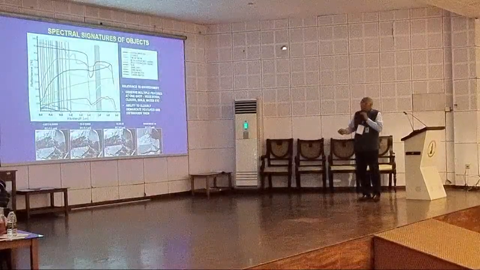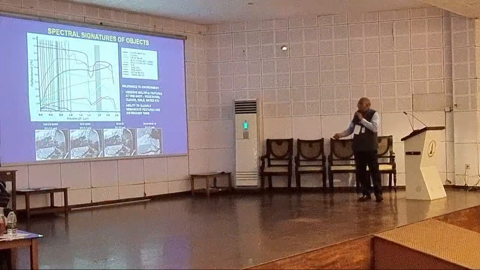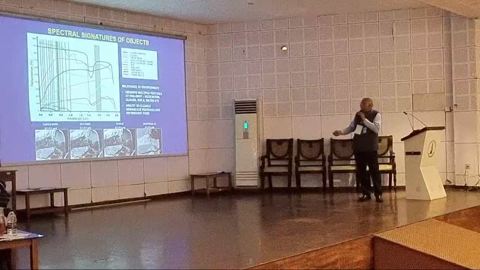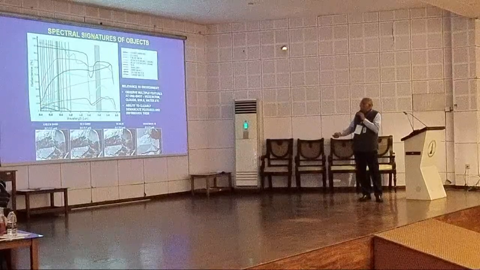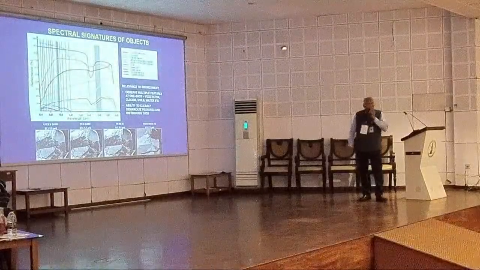So these are the signatures. That means for every feature, in different parts of the wavelength, how it reflects and where it gets absorbed. These are reflectors. So we can make curves for each and every one.